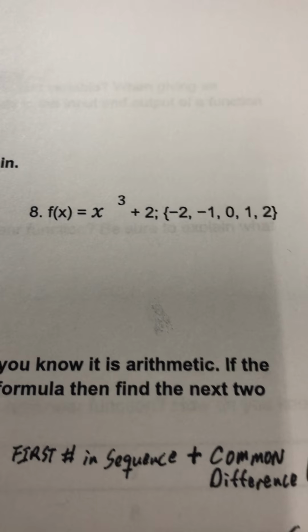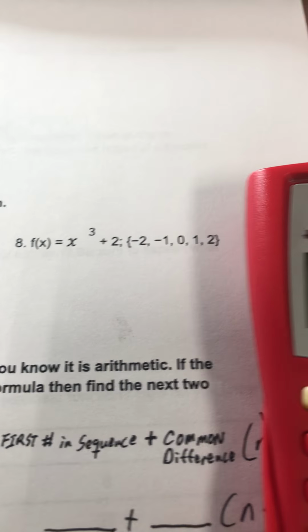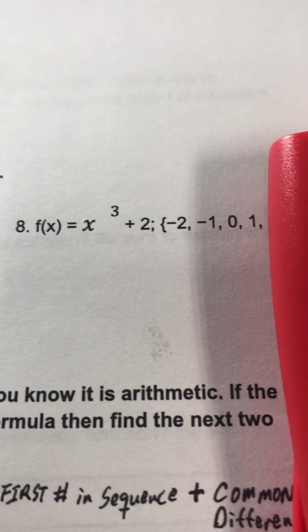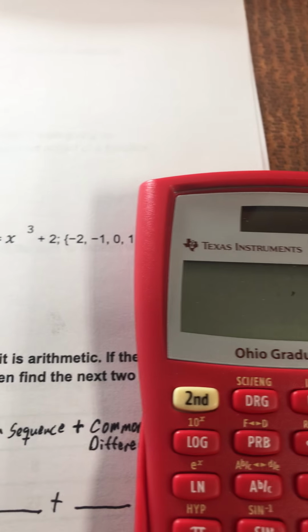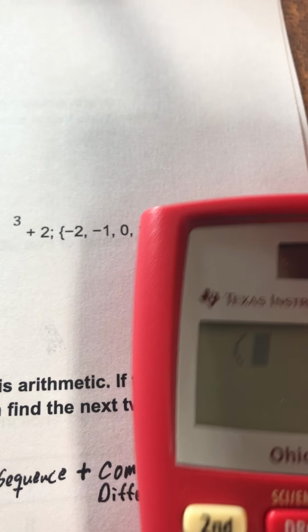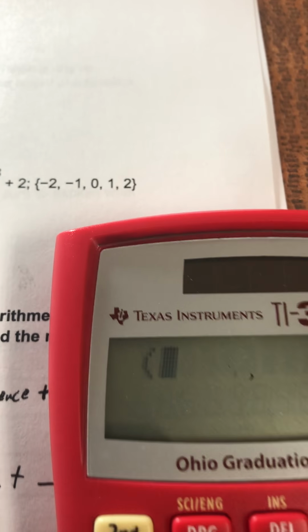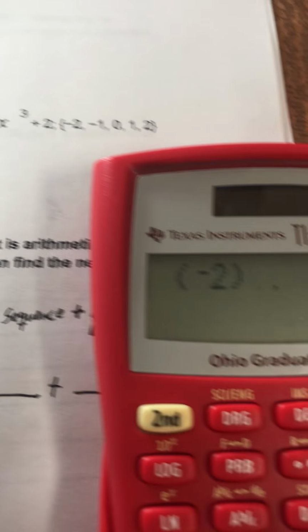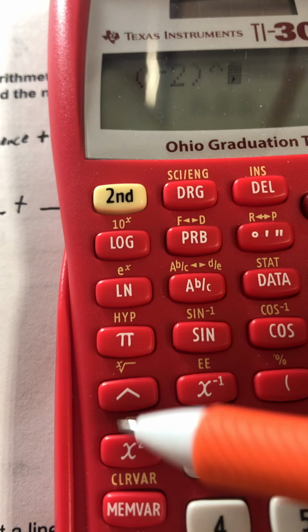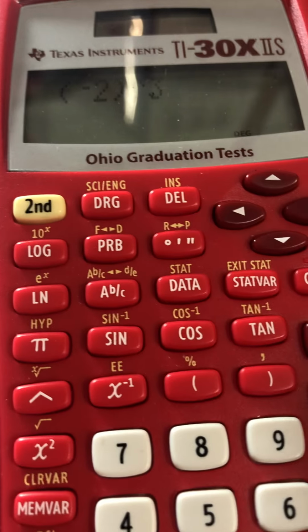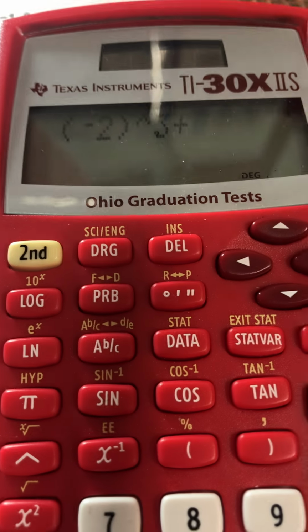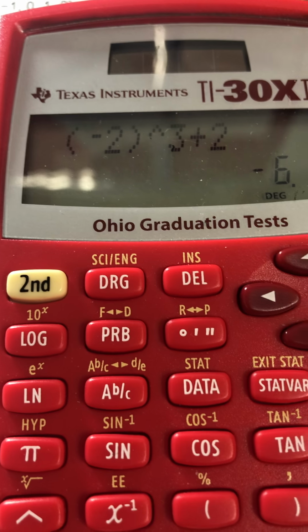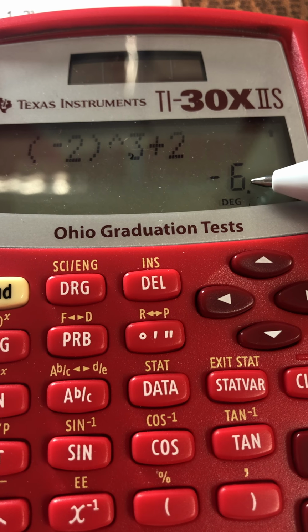A little hint on your calculator for this, so you don't have to spend a lot of time plugging it into your calculator. Put your domain values in parentheses. So negative 2 is my first one, right? So I put in negative 2. All right, and I'm cubing it, right? So I use the up button, that up button right there. Makes it look like that. And it's a 3, right? And then I have plus 2, okay? So my first range number is going to be negative 6.